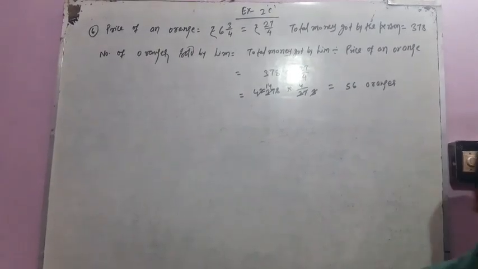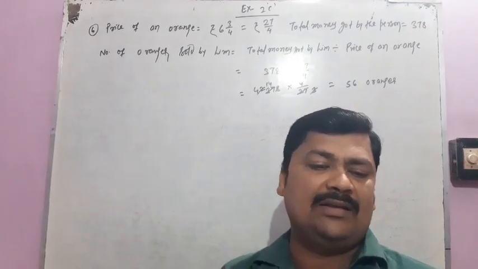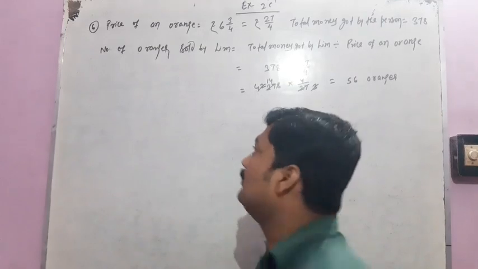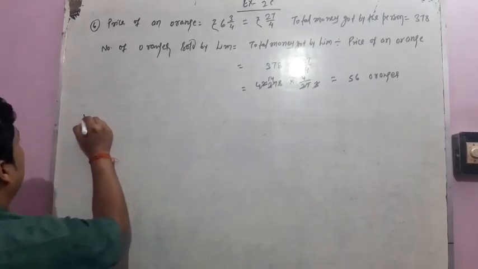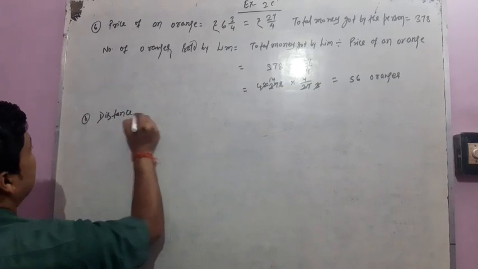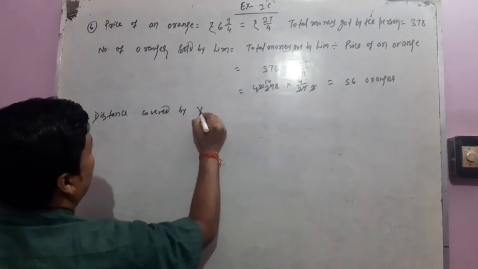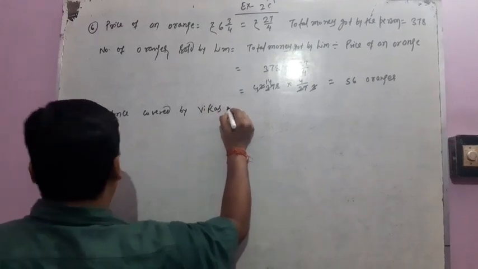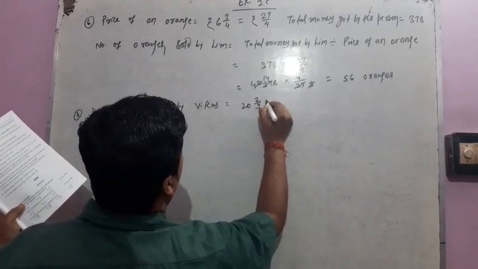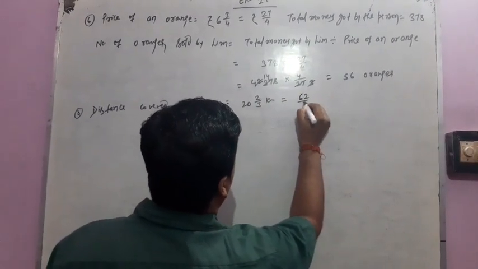So we will look here question number 8. Vikas can cover a distance 20 whole 2 by 3 km in 7 whole 3 by 4 hours on foot. Distance covered by Vikas, that is 20 whole 2 by 3 km. 20 3s are 60 and 2, 62 by 3 km.